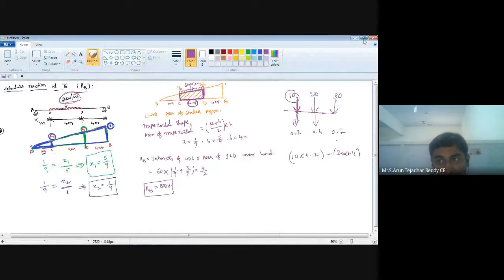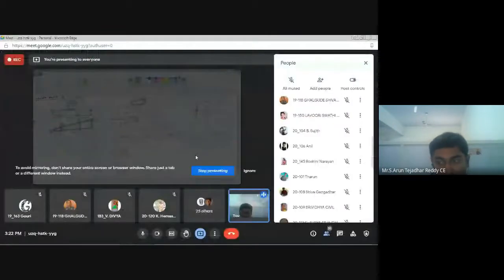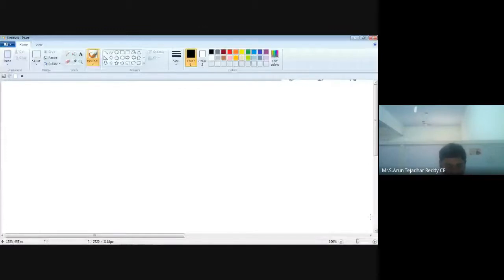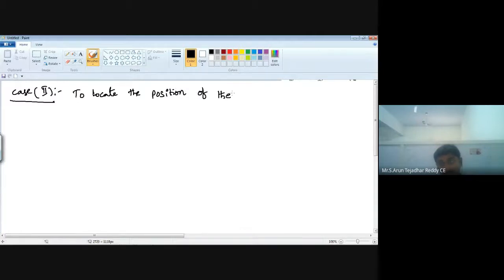Okay. This is the case number 1. Now what about case number 2? What about case number 2? So in case number 2, the task is to locate the position of the live load to get the maximum value of the quantity.